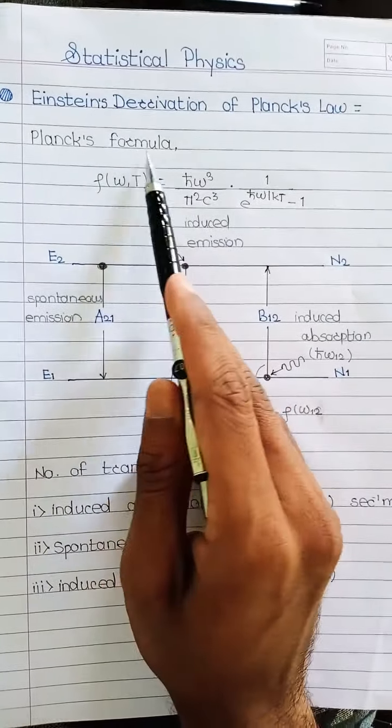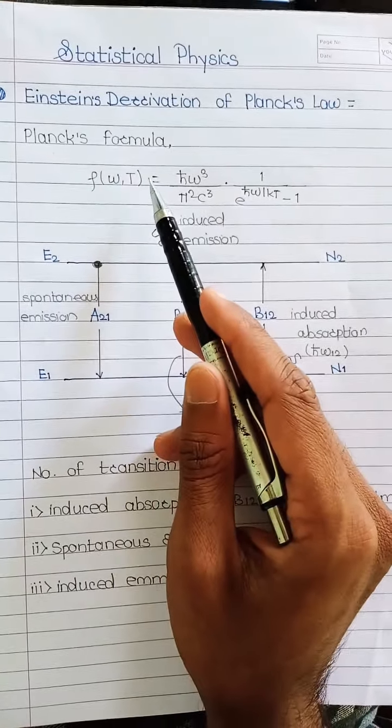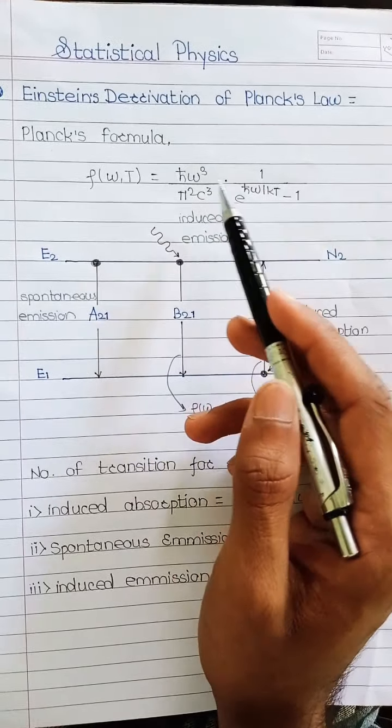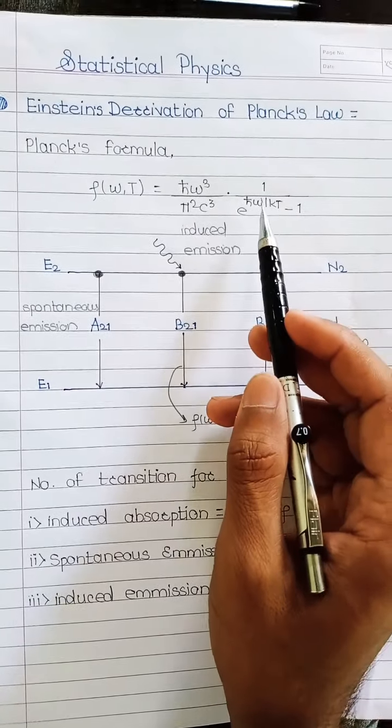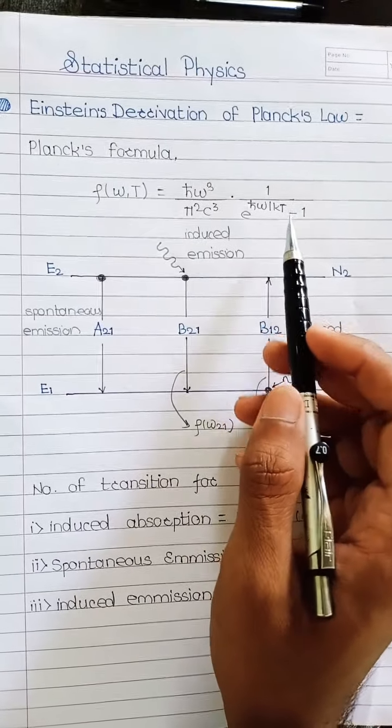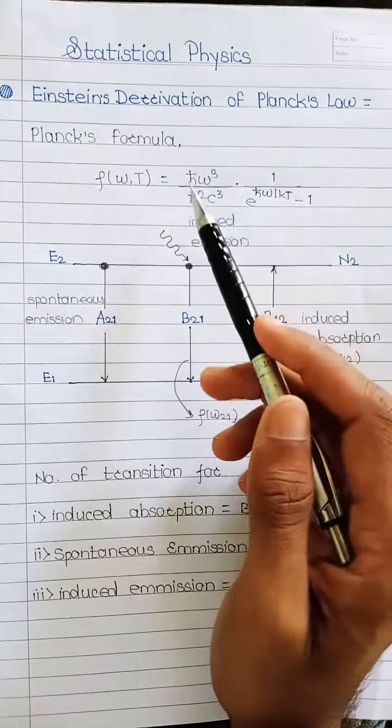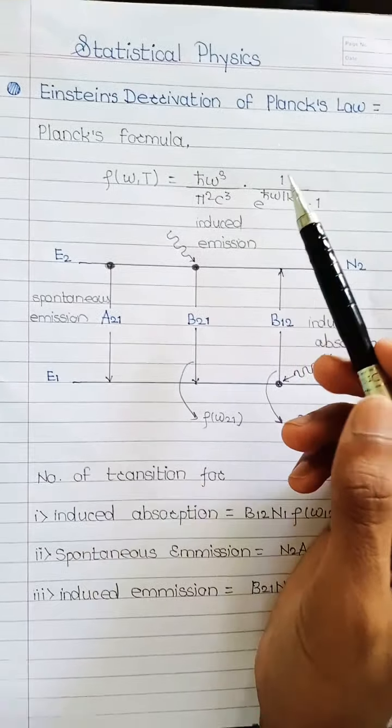Previously we obtained Planck's formula: rho(omega, T) is equal to h cross omega cube divided by pi square c cube, into 1 upon e raised to h cross omega by kT minus 1. Now we have to obtain this formula by considering Einstein's assumptions.